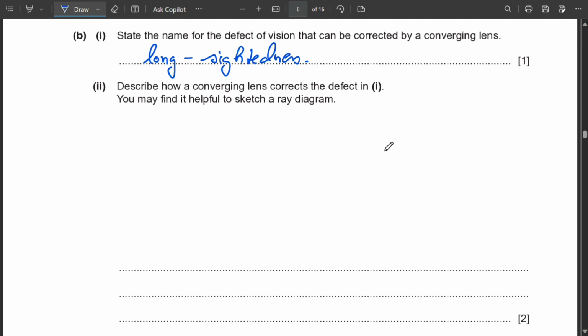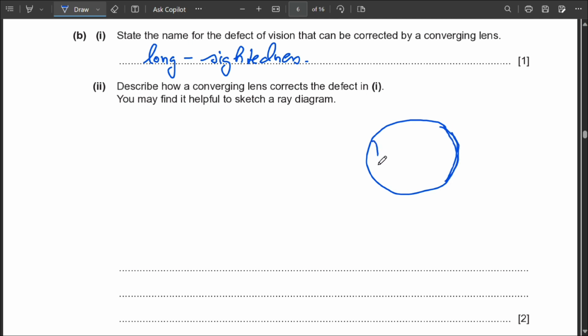Okay, consider this as your eye. This is your eye. This is the retina, where the image has to be formed.